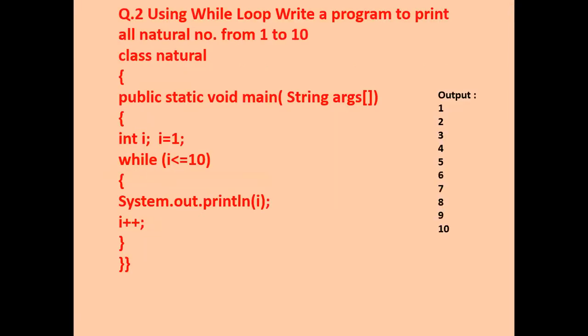Just like you see in the program, this is to print all natural numbers from 1 to 10. I initialized I by 1, and then while I is less than equal to 10, I'm printing the value of I, and then I'm incrementing I. So this is the while loop.